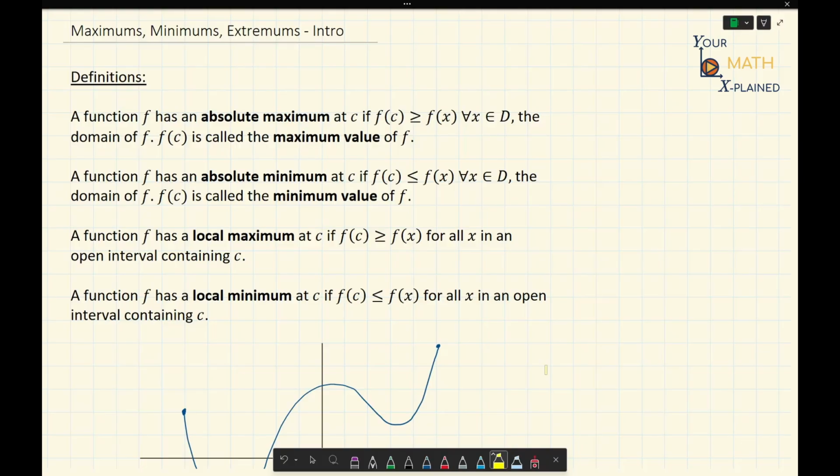So now we're going to jump in with some definitions. I'm sure you already know what a maximum is and what a minimum is. But now we're going to introduce the idea of absolute maximum and minimums and local maximum and minimums.